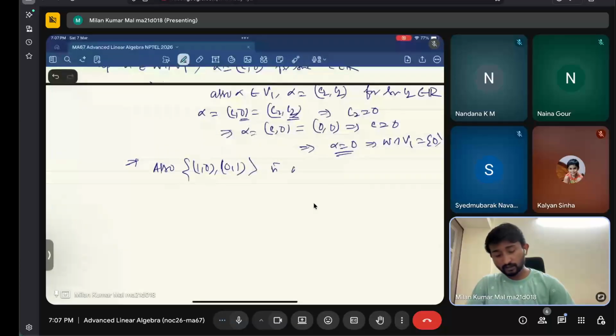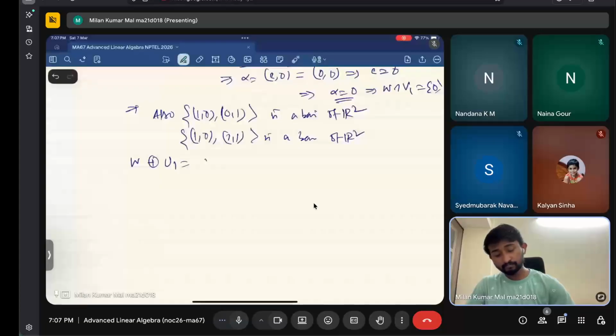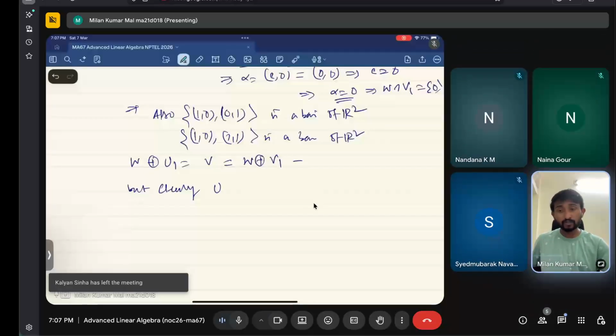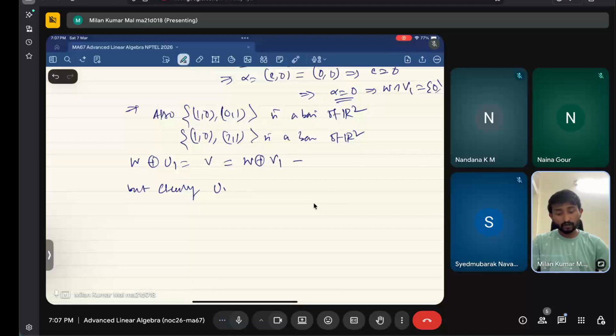So that means W direct sum U1 is equal to V, which is equal to W direct sum V1. But clearly U1 is not equal to V1, because the entries in U1 are scalar multiples of (0, 1), and the entries in V1 are scalar multiples of (1, 1). That's why they are not equal. They are equal only at the zero element; there is no other equal element.